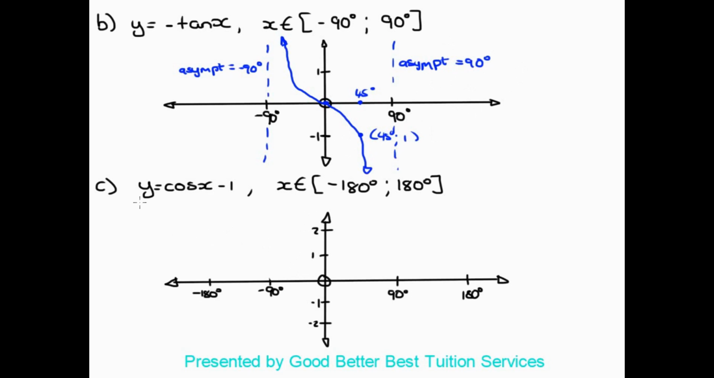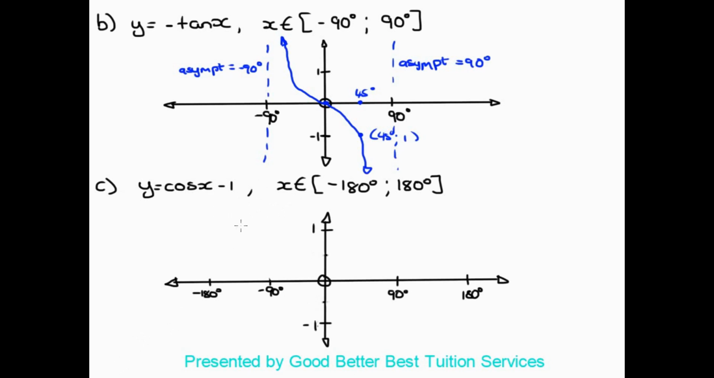Moving on now, we're going to look at y is equal to cos x minus 1. So what is the change here? We have a normal cos graph except for the fact that we are shifting 1 unit down. Cool. So just give me a second quickly. There we go. I just had to neaten that up for you guys.